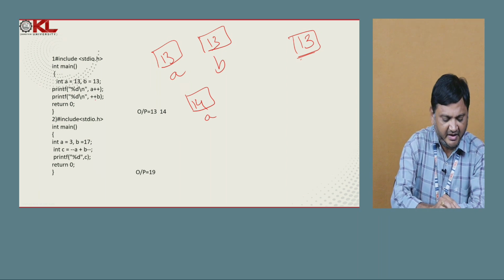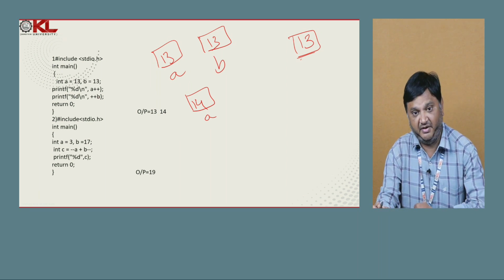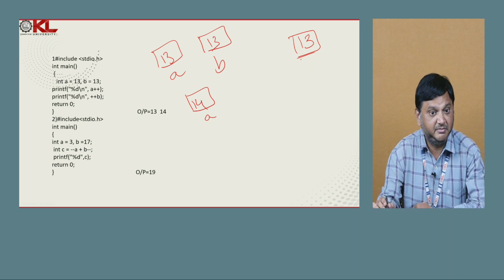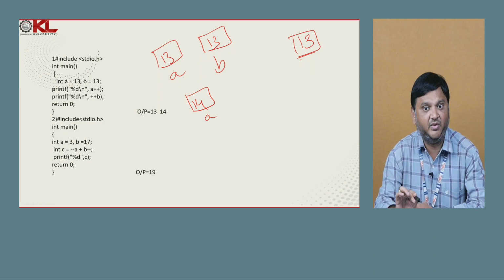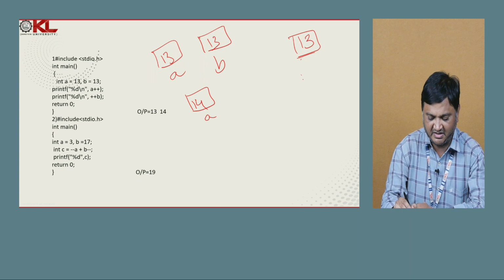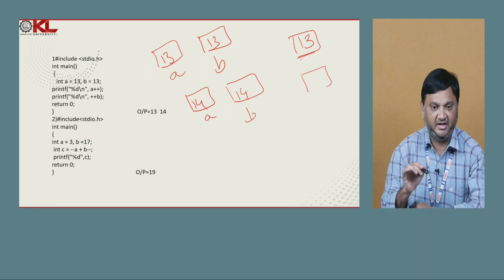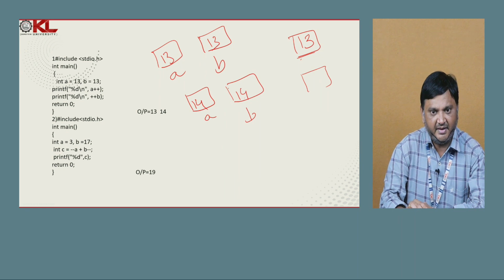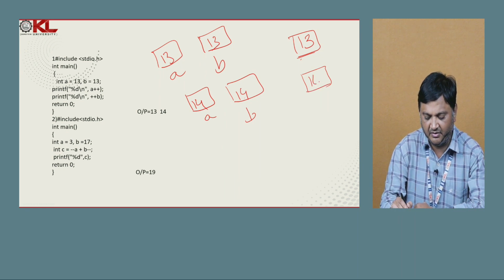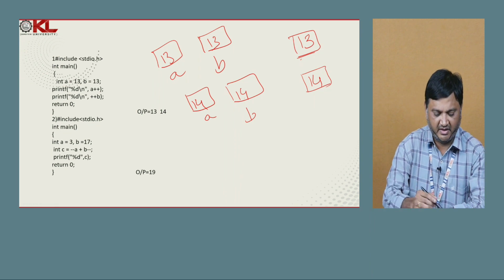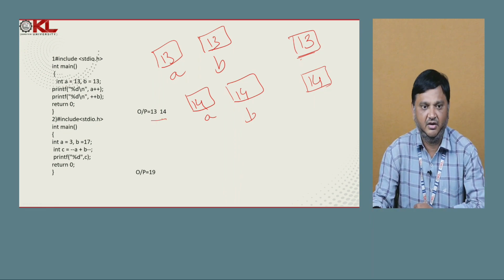Next, tell me printf %d plus plus B. What is the value of B in the memory? 13. Pre-increment means, as I told you, first increment the value of B in the memory. B value will be 14. Incrementing and printing. So, if you print B value, 14 will be printed on the screen, right? So, that is why the output is 13, 14.